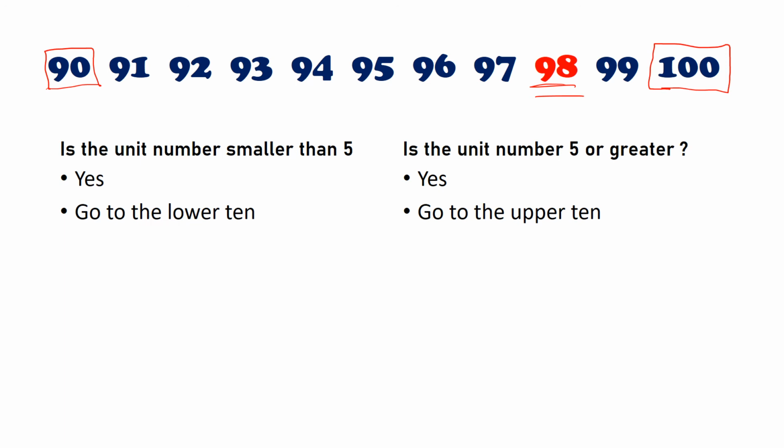So let's have a look at this. Again, there's my 1, there's my 2, there's my 3, there's my 4. There's my 5. I'll split it between 4 and 5. 8 is obviously greater than 5. And so I'm going to round it up to the nearest 10, which in this case is 100.